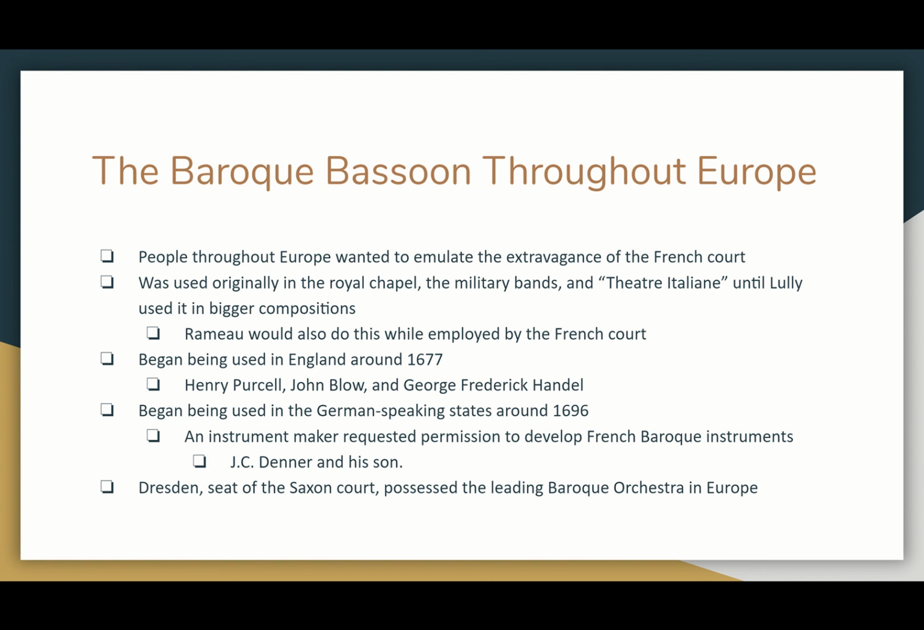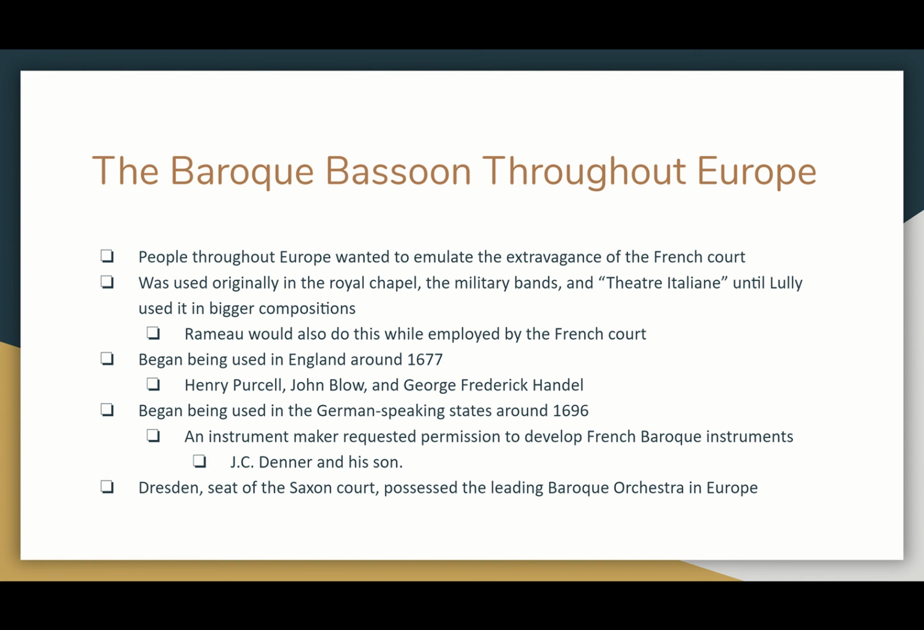These instruments were made by J.C. Denner and his son, and they were distinctive in shape and style. While they were still functionally French Baroque bassoons, the upper joints were ornamented with raised rings serving as key mounts, and a, quote, bulbous and decoratively turned bell with a reverse tapered bore, end quote.